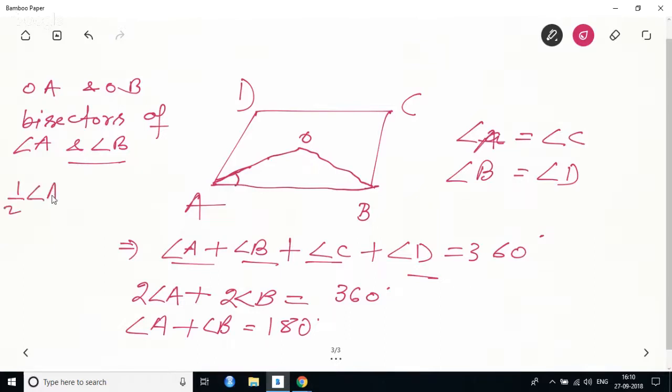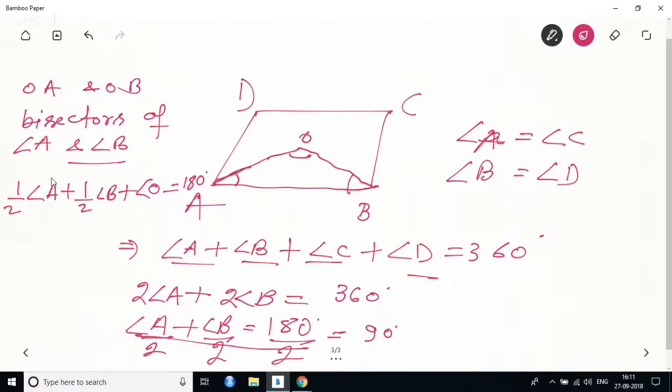So half A plus half B, which is this angle, and plus this angle O, should be equal to 180 degree. Now you look at here, A plus B is equal to 180 here. So half A plus half B would be equal to 180 divided by 2, which is 90 degree. So I'm writing 90 degree plus O, that is equal to 180 degree. So angle O will be equal to 180 minus 90, 90 degree.